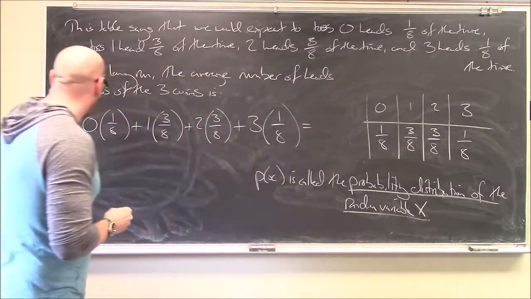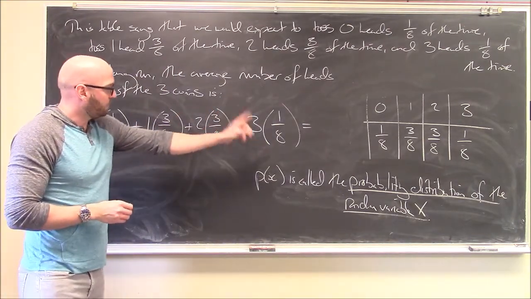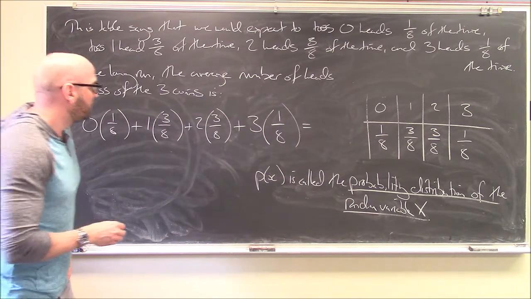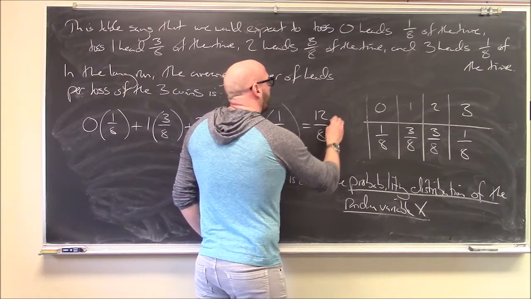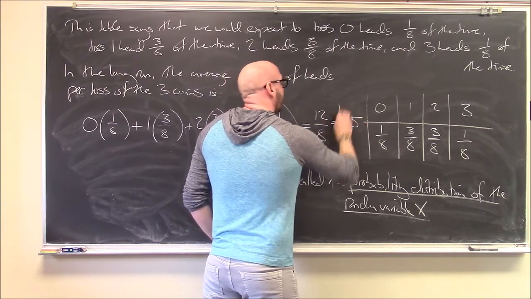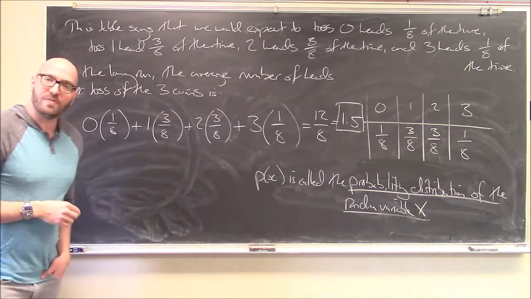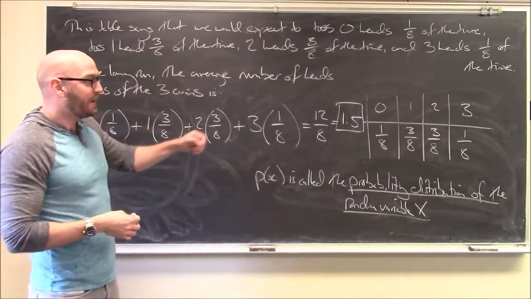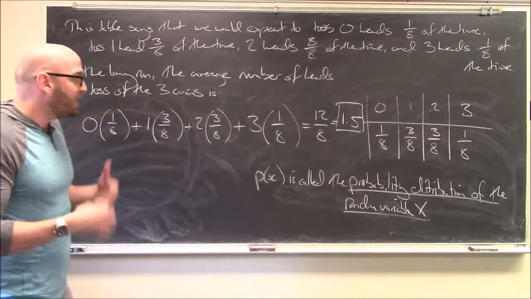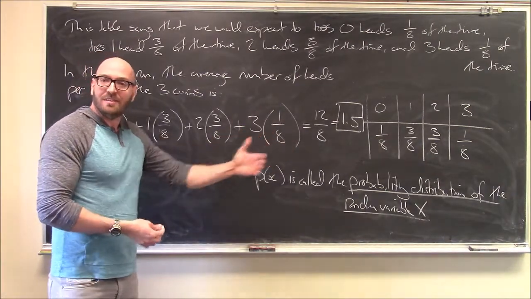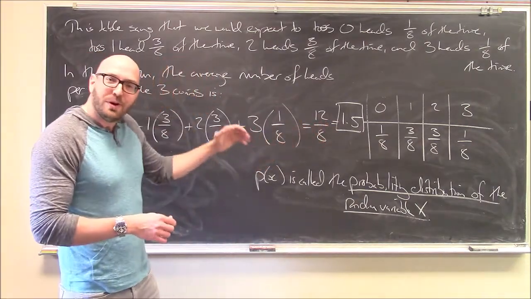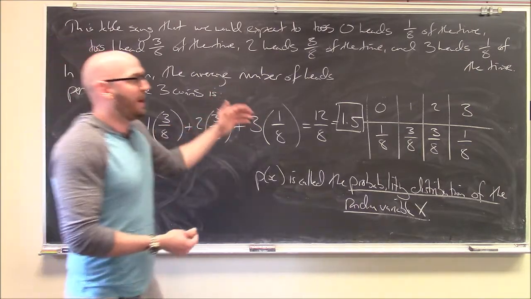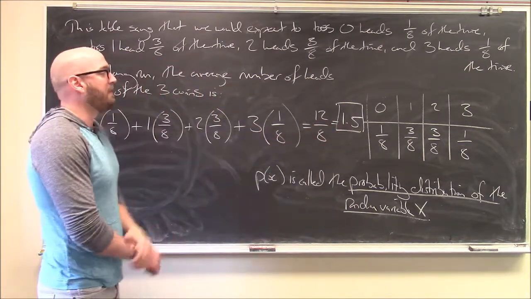And what is this? If I add them all together, I've got 0, plus 3/8, plus 6/8, plus 3/8. That is 12/8, or 1.5. Does that sound reasonable to you? Well, it should. Of course, I can never actually toss and get 1.5 heads, but on average, that's how many you would expect to see. You would expect on average to see exactly half of the coins being heads, and because I've got 3 coins, half of them being heads would be 1.5.